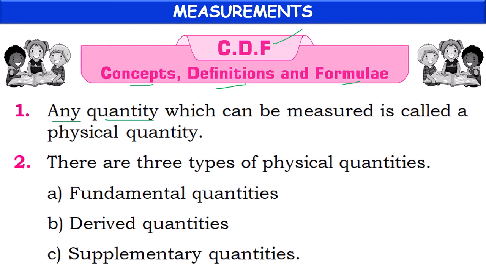Any physical quantity which can be measured is called a physical quantity. There are three types of physical quantities. One is fundamental, second one is derived, third one is supplementary.